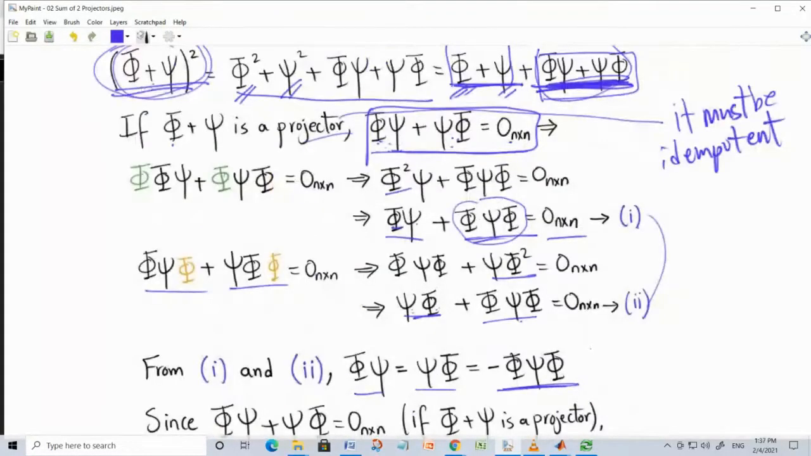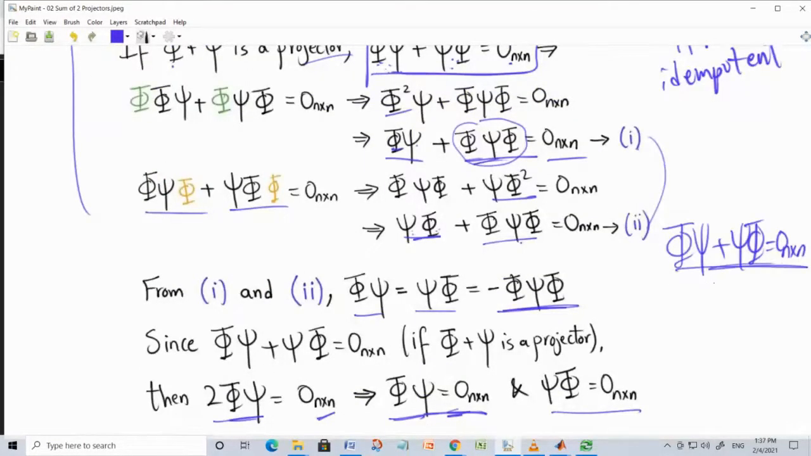Okay. So what are we doing here? We are saying that if phi plus psi is a projector, then from examining the square of phi plus psi, we know that phi psi plus psi phi is equal to the all zero matrix. But then doing these steps, we actually showed something stronger. If this is true, and because phi and psi, each one of them is a projection matrix and hence idempotent, it must be the case that this guy alone is equal to the all zero matrix, and this guy alone is equal to the all zero matrix. Okay?